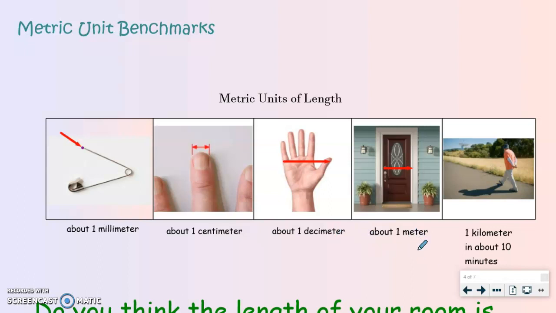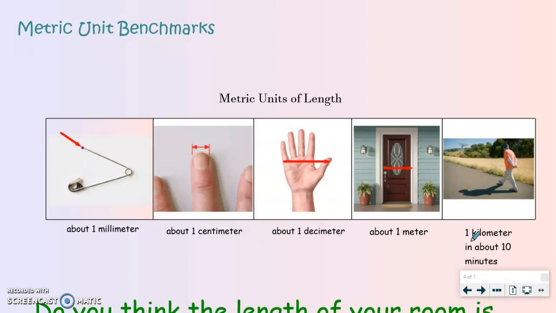And then we have a meter, and what you can use for that reference is a standard entry doorway. So not like a closet doorway, but when you go into a house, that doorway is usually about 1 meter wide. It has to be a fairly good size because people moving furniture in and out of a house have to fit through the doorway, right?